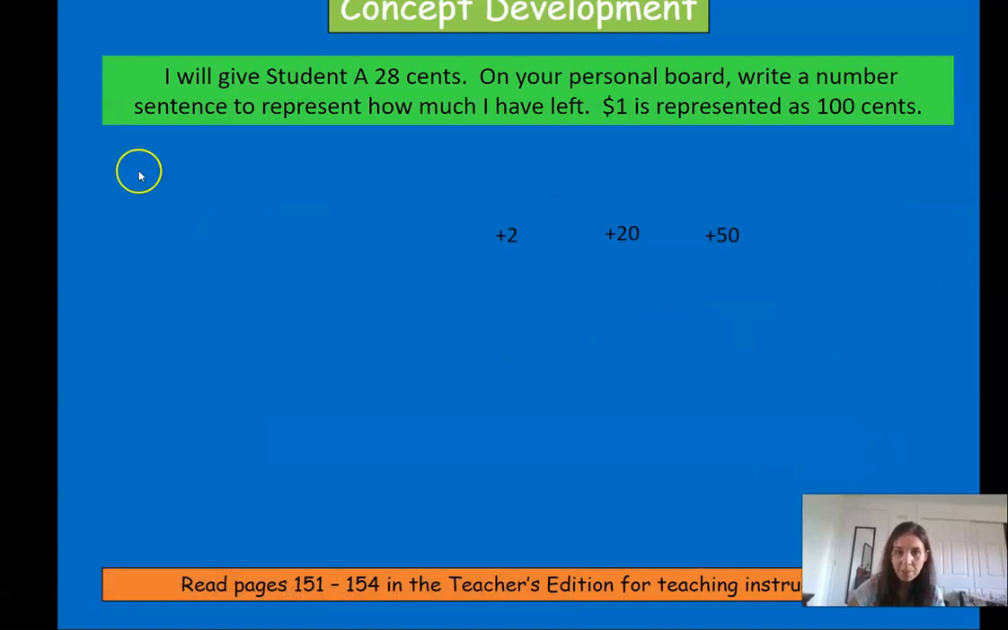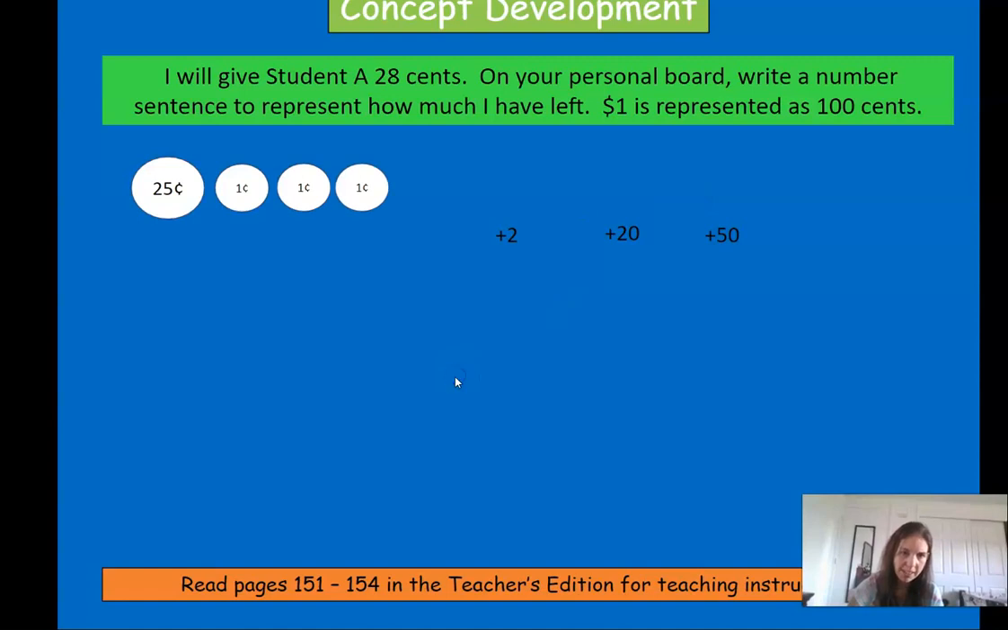Let's look at another problem. I give student A 28 cents. Okay? If you have a piece of paper, you can write a number sentence to represent how much I have left. $1 is represented as 100 cents. So if I have $1 and I give a student 28 cents, how much money do I have left?